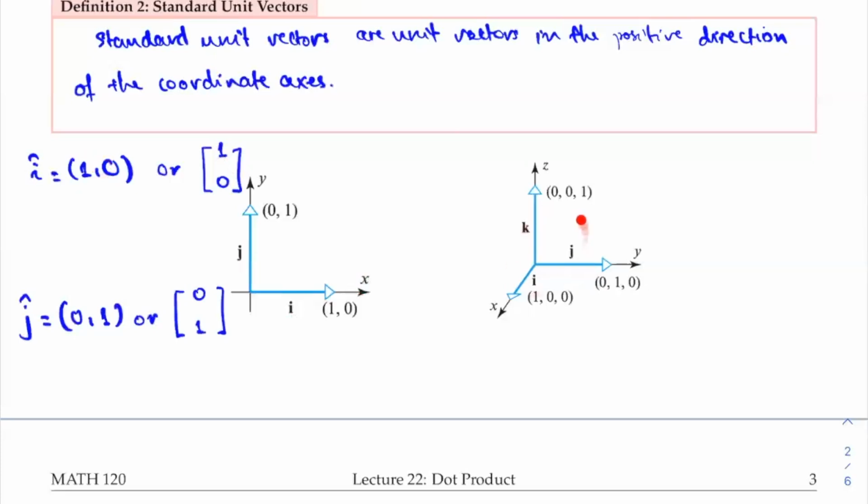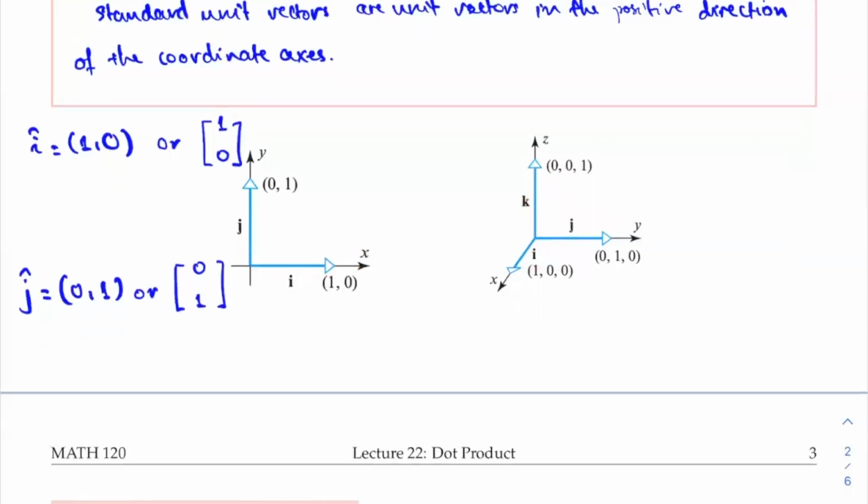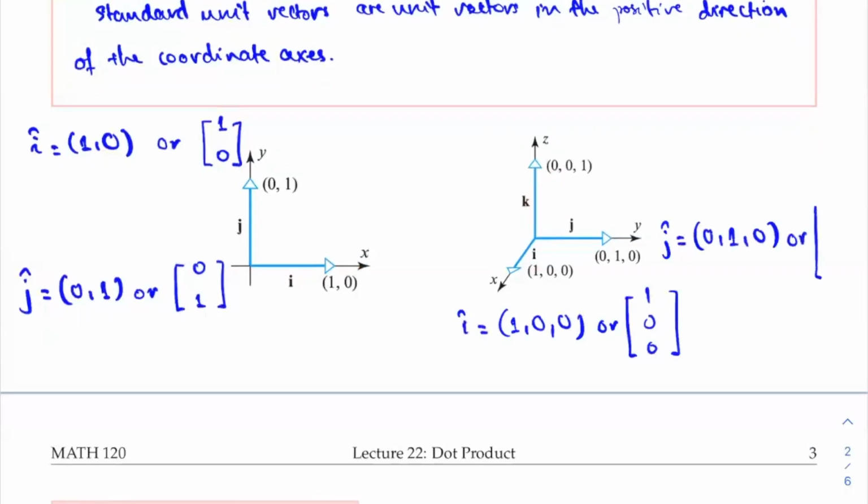Now, in the three-dimensional case, you have standard unit vectors in the form of i hat, j hat, and k hat. For i hat, you have i hat equal to (1, 0, 0), or you can write it in the column vector form 1, 0, 0 like this. For the standard unit vector in the y direction, you have j hat equal to (0, 1, 0), or as a column. And for the z-axis, you have k hat equal to (0, 0, 1), or as a column. Right, so these are the standard unit vectors in 2 dimensions and in 3 dimensions.